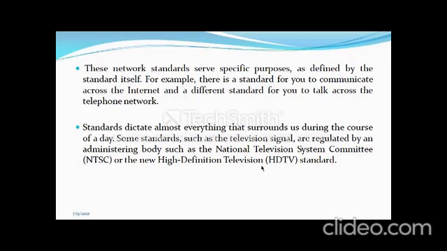Suppose some standard, for example, the television signal. These are regulated by the National Television System Committee, NTSC, and PAL. You know NTSC and PAL? Yeah. And the HDTV. These are the standards which will dictate the television signal transmission.